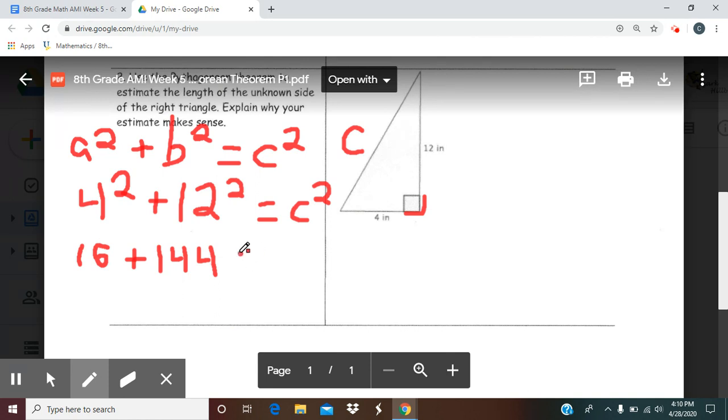And now my next step, hopefully you guys see it pretty obviously, is just to add these two numbers together. 16 plus 144. I'd like for you guys to go ahead and pause the video and write what the next step would look like. Hoping you guys realize this is 160. So we have 160 is equal to c squared.